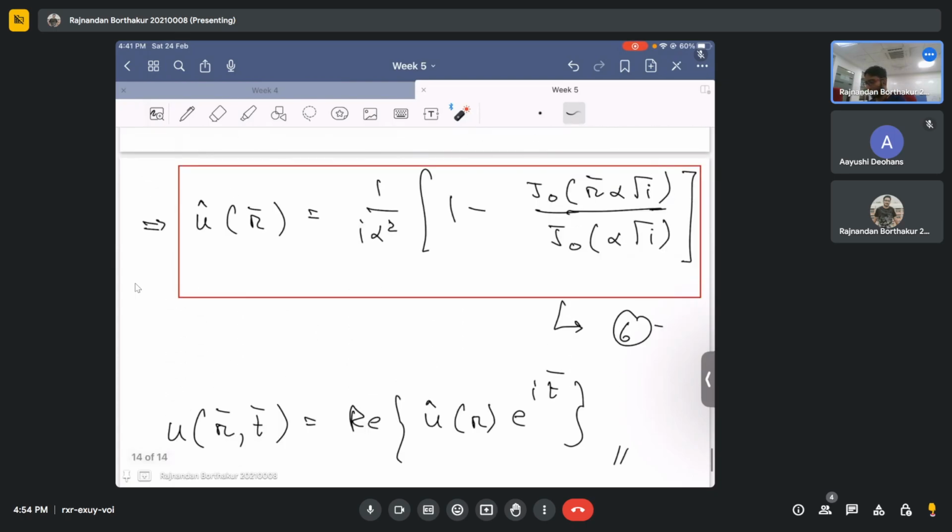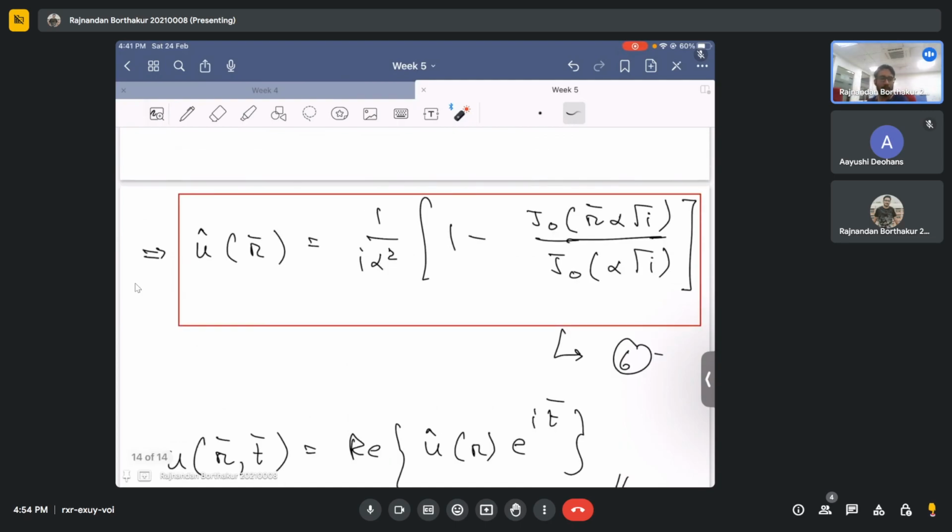All right, so I'll stop here for today. If you have any doubts, you can let me know. In the next class, I will again recapitulate what we did in this class, and then we'll begin looking at some 2D problems.